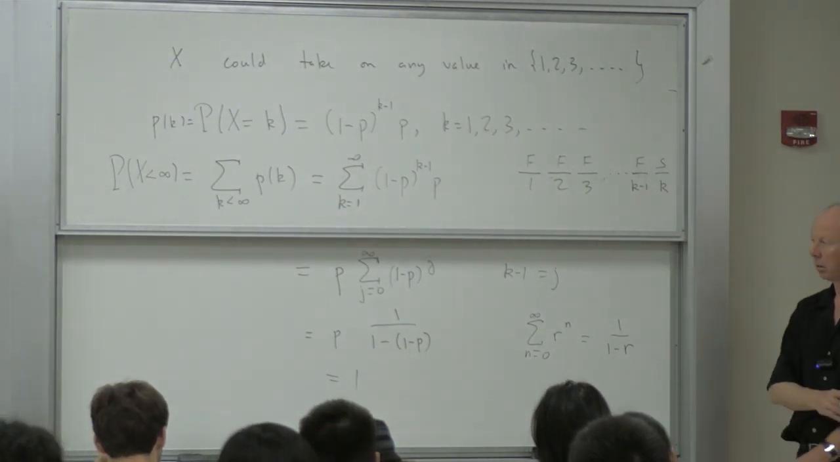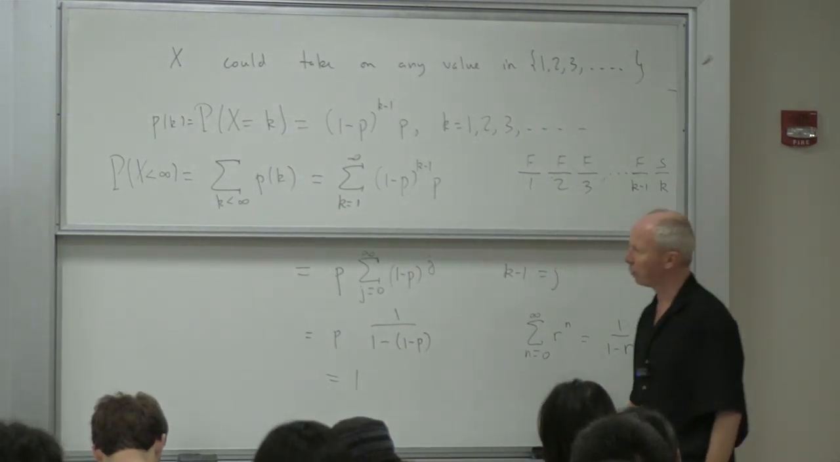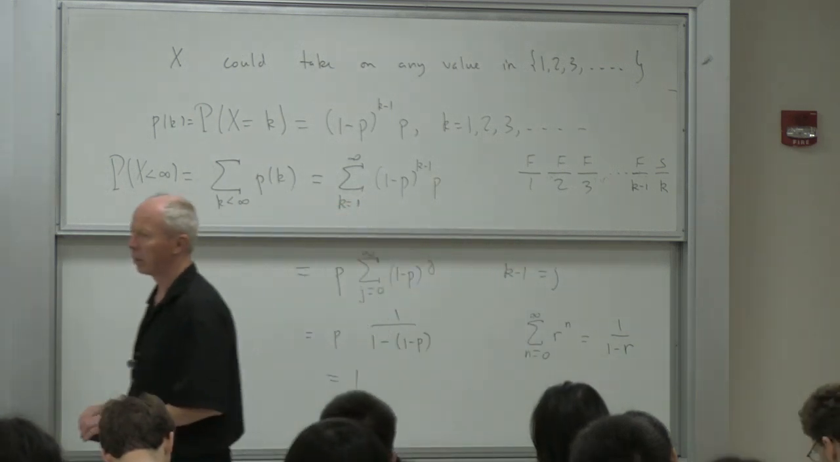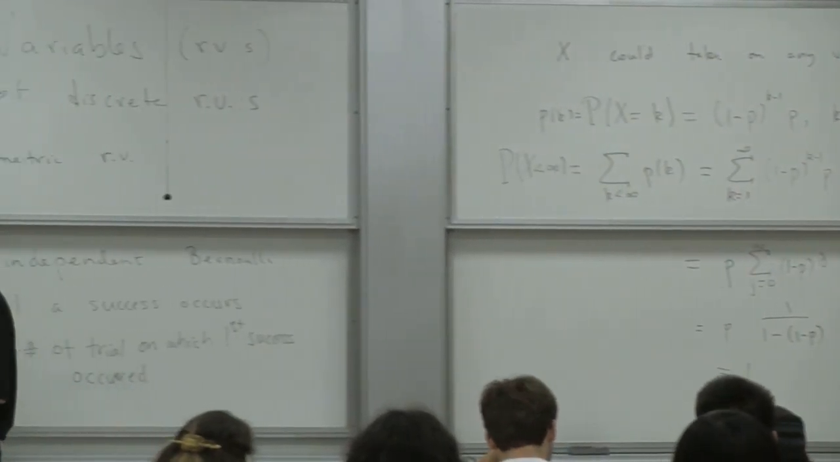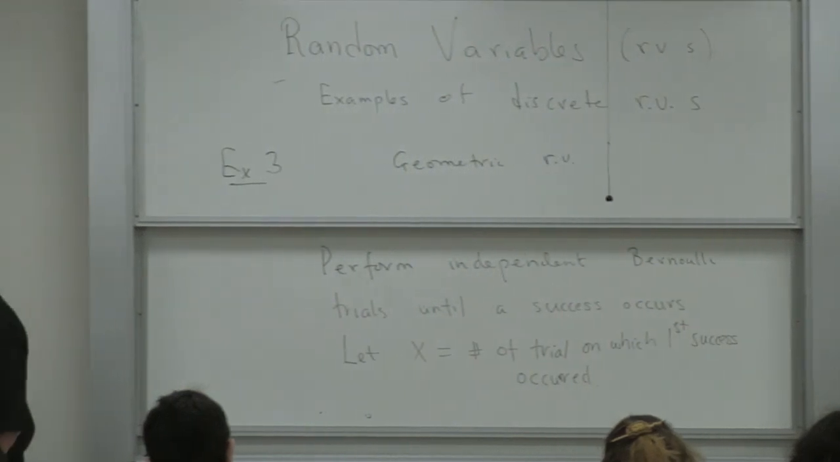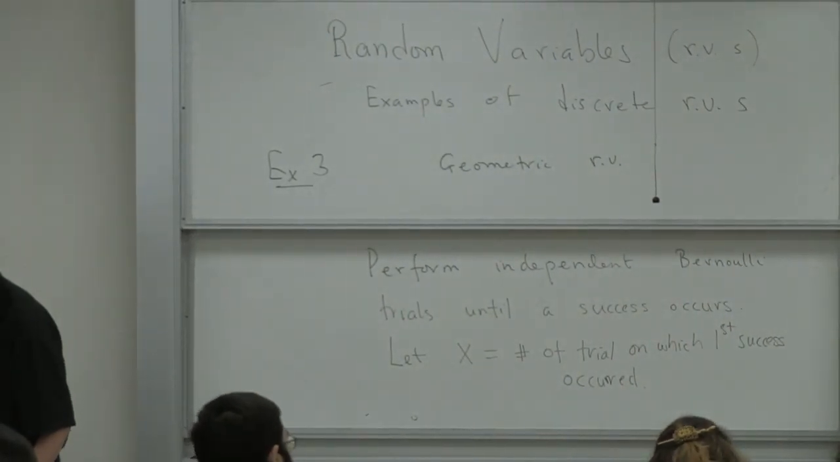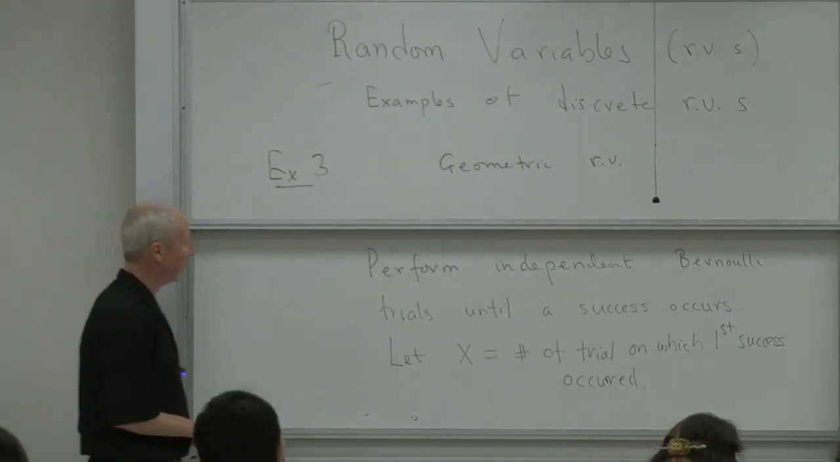Okay. And before the break, let's do one more. I think this next one's called negative binomial. Negative binomial, related to geometric.